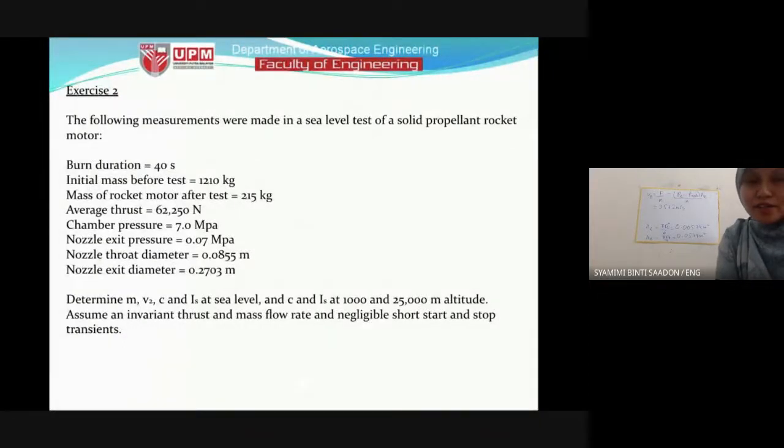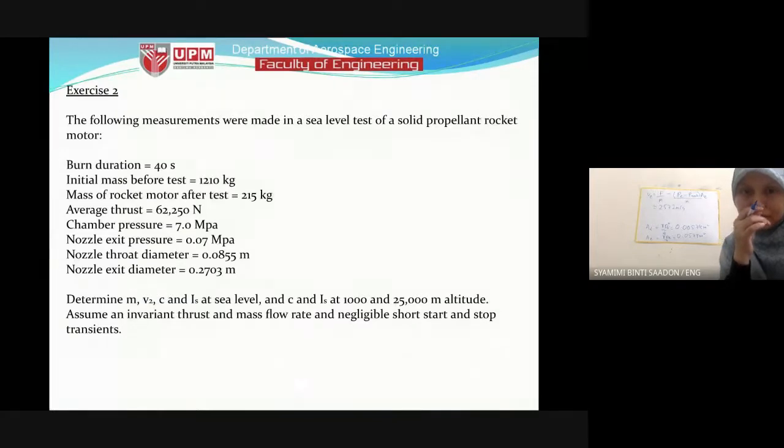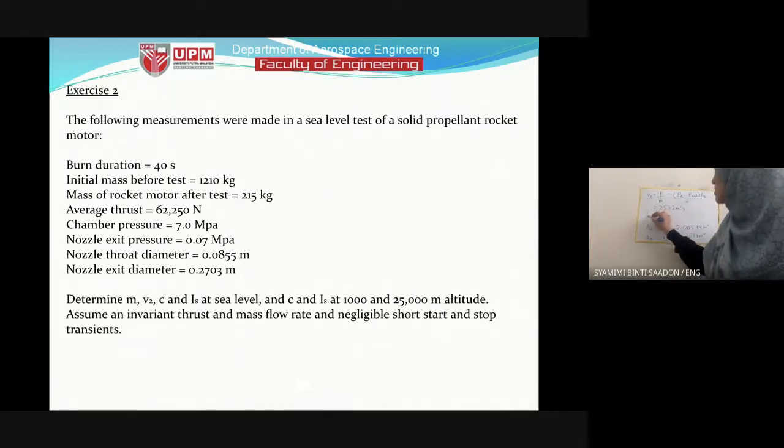Okay, next is the C. C here is the effective exhaust velocity. Okay, so for the effective exhaust velocity, we use the specific impulse. So we calculate first the specific impulse.